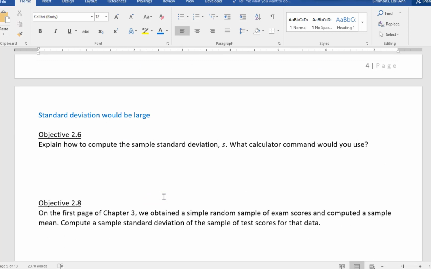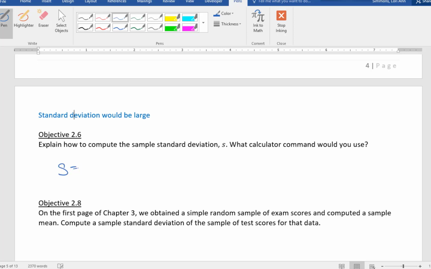So now, how do we compute the sample standard deviation? S equals the square root of the summation of xi minus x bar squared, all divided by n minus 1. This n minus 1 is slightly different from the population because we just use the population size. This is referred to as degrees of freedom.